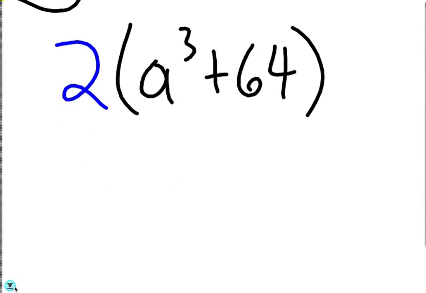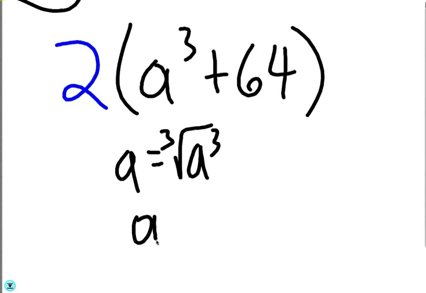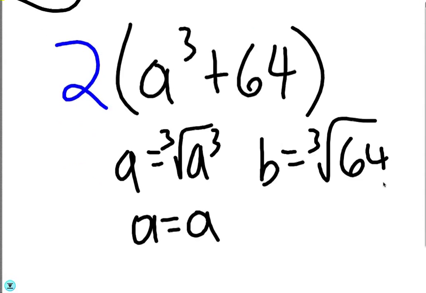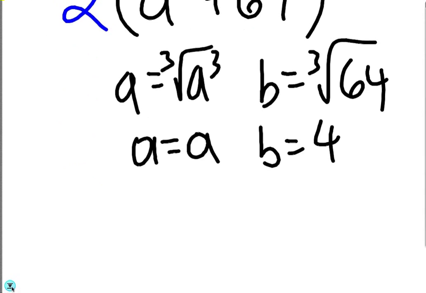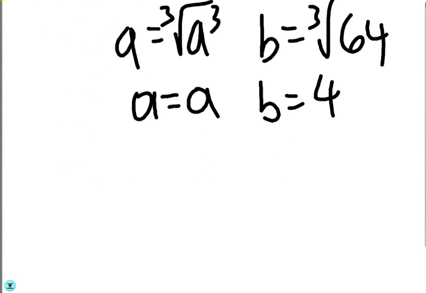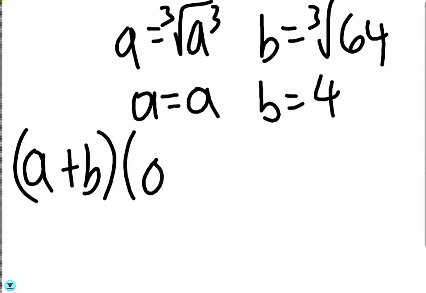Okay, so your a term, which I know there's already an a here, but your a term for your formula would be the cube root of a cubed. So a is a. Kind of crazy. And then your b term is just the cube root of your second term, which is 4. Okay, I'm going to go ahead and write the formula out right here. I made a mistake before because I did it on a separate page. So it's going to be a plus b, a squared minus ab plus b squared.